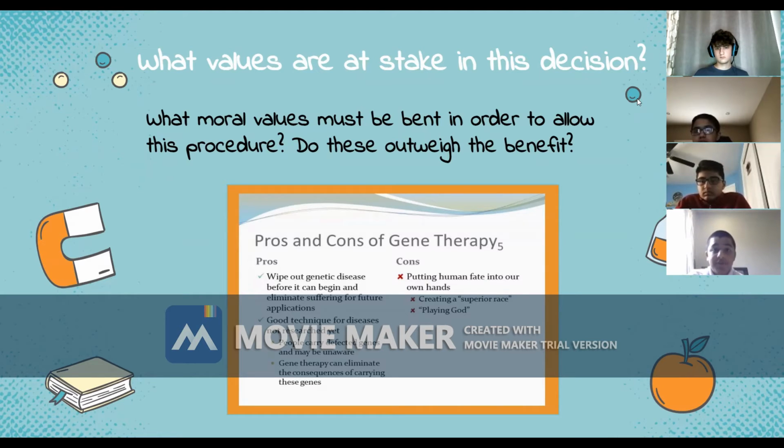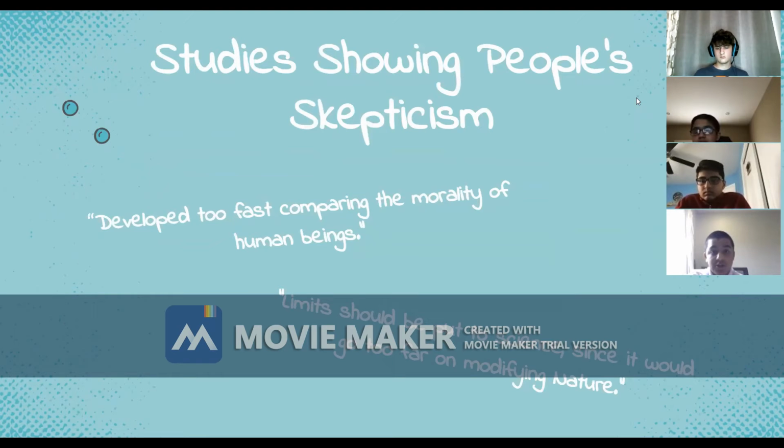A study performed in France in 2001 showed that a majority of people agree that gene therapy is unethical. 75% of the people agreed that science developed too fast, comparing the morality of human beings. In addition, 83% of the people agreed that limits should be put to science, since it would go too far on modifying nature.